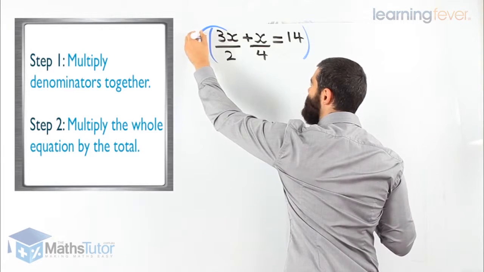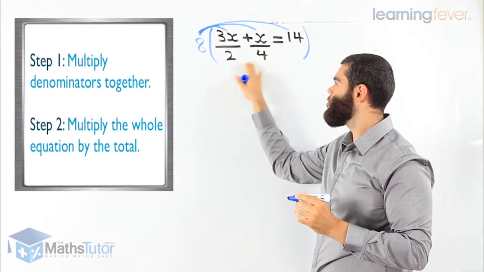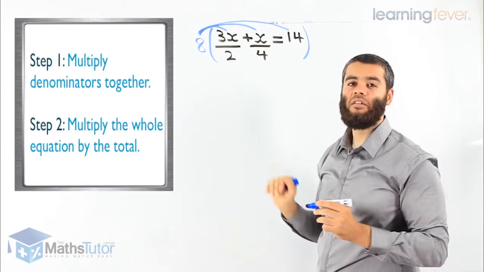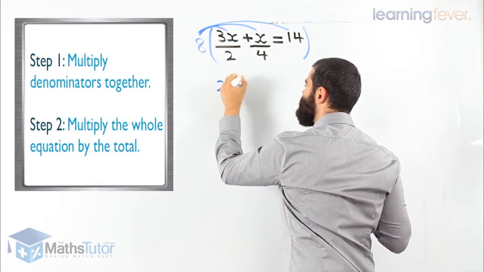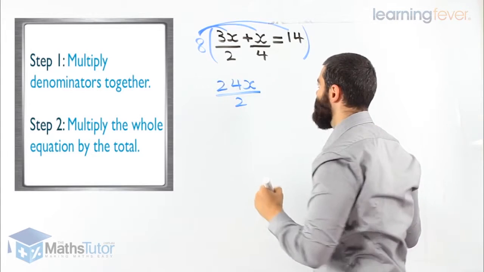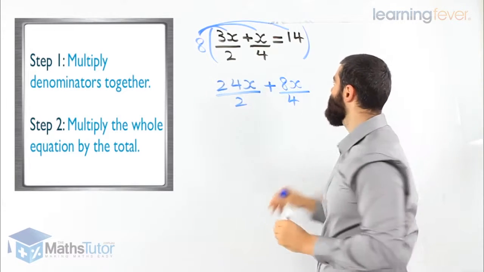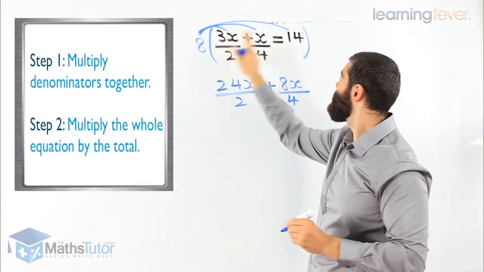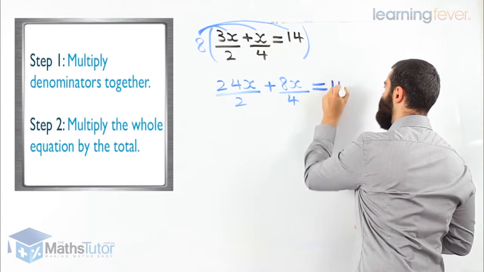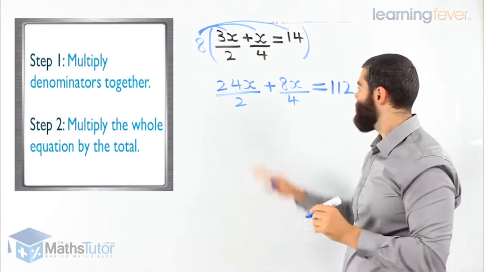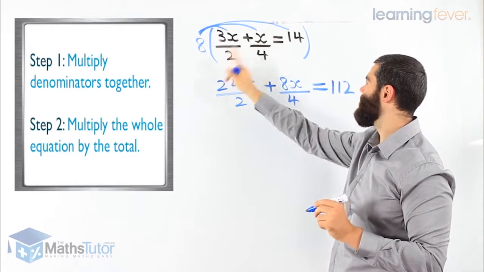Now 8 times 3x, 8 times x, 8 times 14. So we multiply the total by 8, 8 times 3x, 8 times x, and 8 times 14. Let's do that. 8 times 3x, 24x over 2. 8 times x is positive 8x over 4. And 8 times 14, 112. So now we have the first step completed.